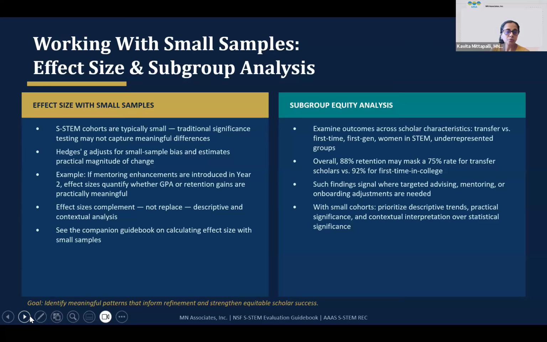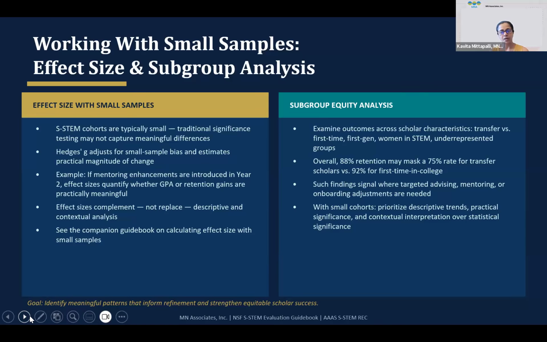So going back to the issue of how do we deal with small sample sizes. S-STEM cohorts are typically 10 to 25 scholars. In some of my projects, they are actually much fewer than that. So the traditional significance testing was generally designed for larger samples. We know that. And they may actually miss practically meaningful differences.